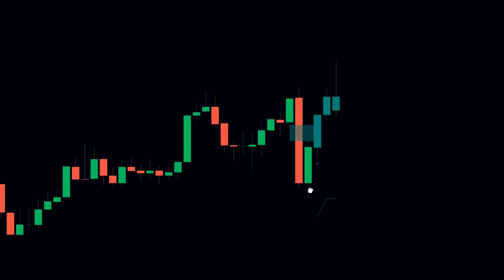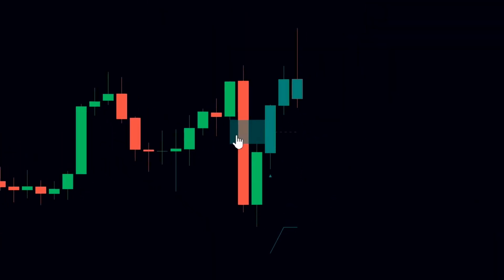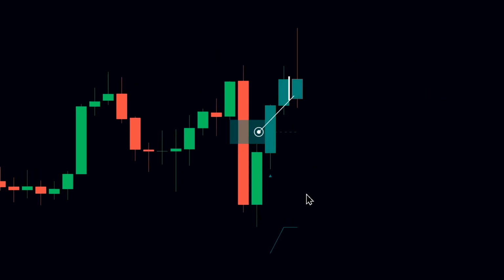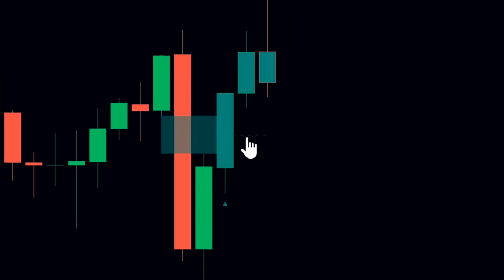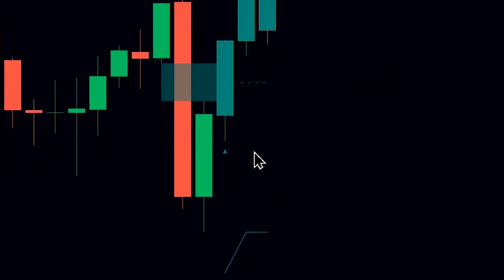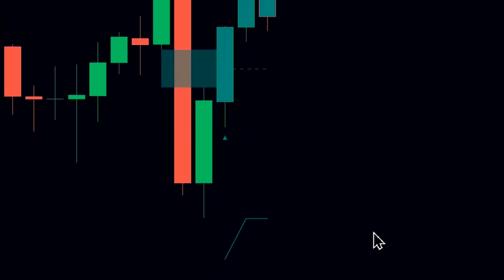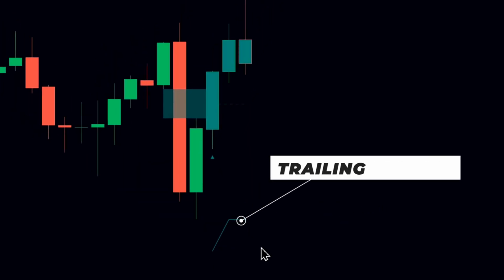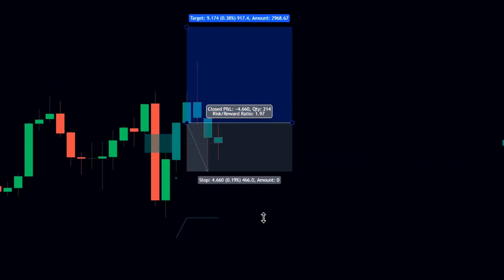Now let's talk about the key components of this indicator. There's a green horizontal level that marks a bullish FVG instantaneous mitigation signal. At the center, a line called the bullish average level shows the average price of this FVG area. A small green upward arrow marks the candle that mitigated this FVG, and a trailing stop line appears below to manage long positions. This line moves up as the price rises.